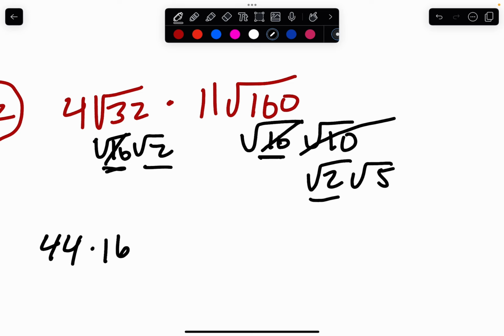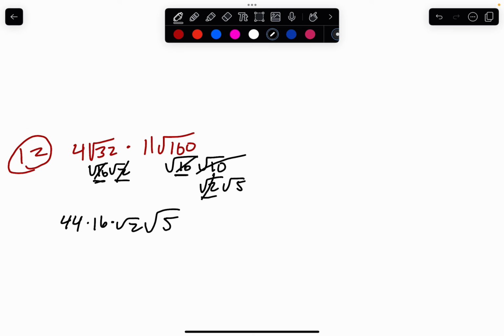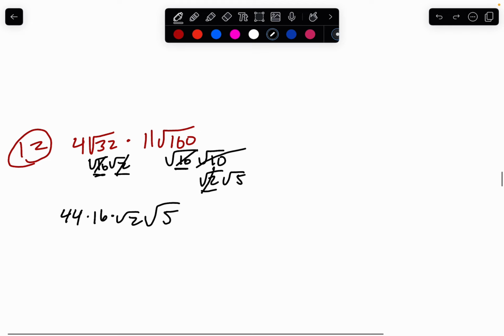What is root 2 times root 2? That is whole number 2. So now those are gone, and all I'm left with is a root 5. So at the end of the day, root 32 was the common factor. 160 is 32 times 5. And if you had realized that right away, you could have gone a little bit faster.